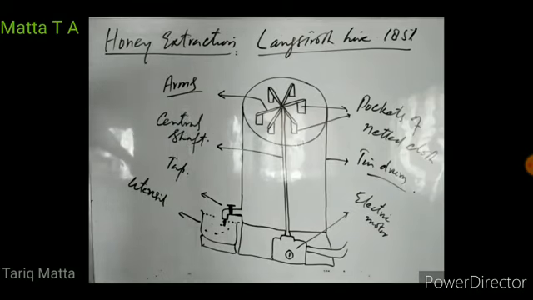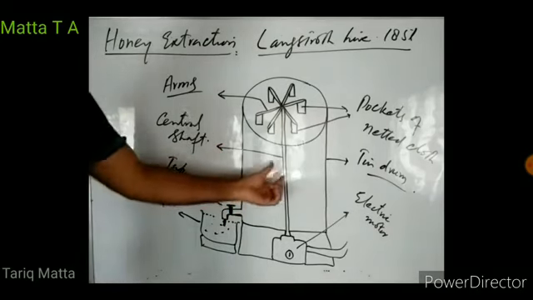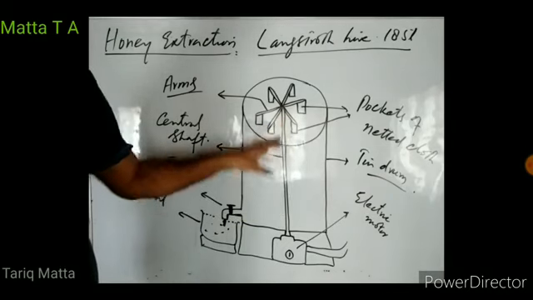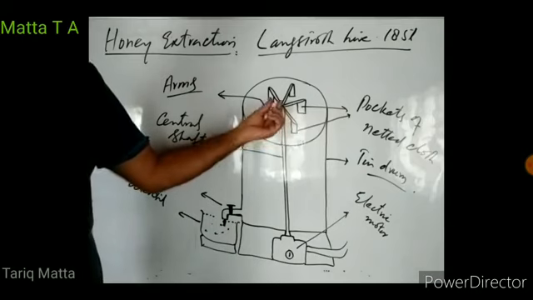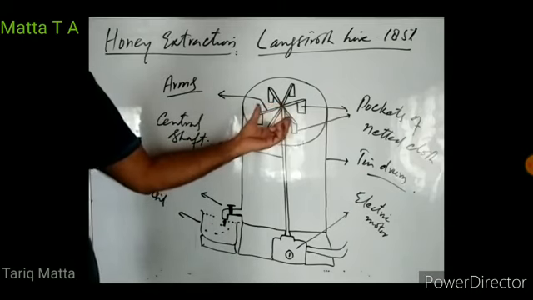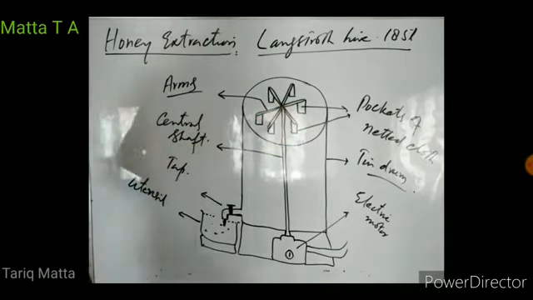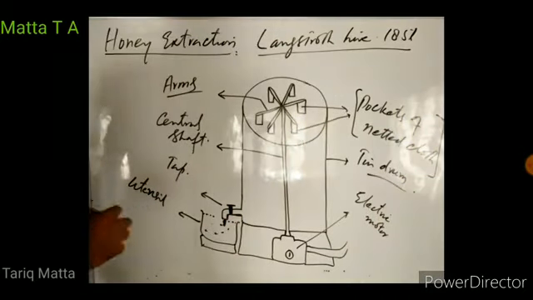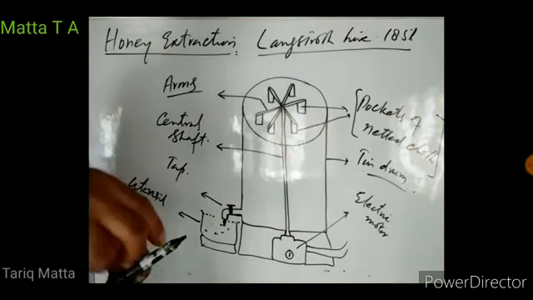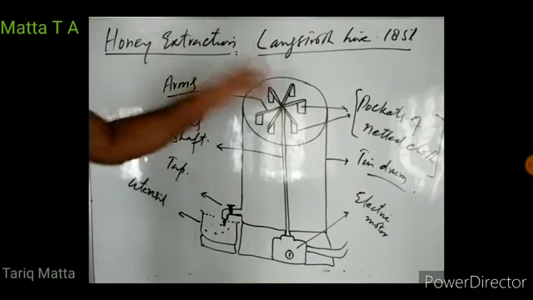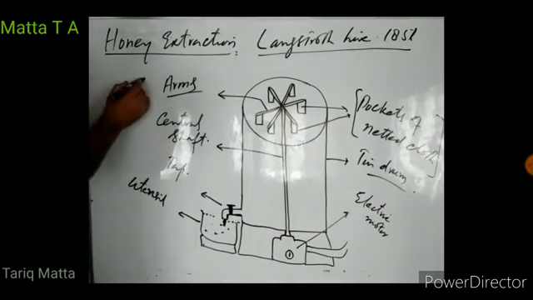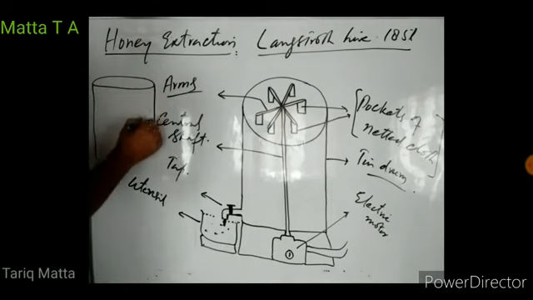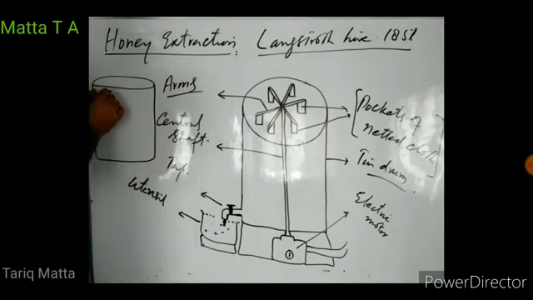So this honey extractor is a tin drum. It has a central shaft in its middle, and at the top of this central shaft it has some arms attached. Those arms have pockets of netted cloth attached to them. So when we take out the comb foundation from the super chamber, we put this comb foundation in this pocket of netted cloth.